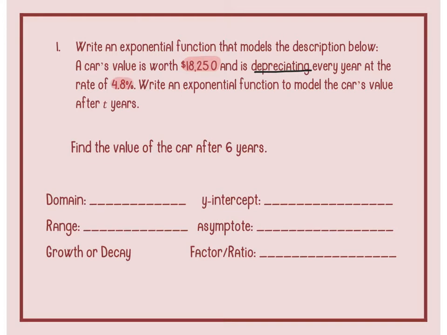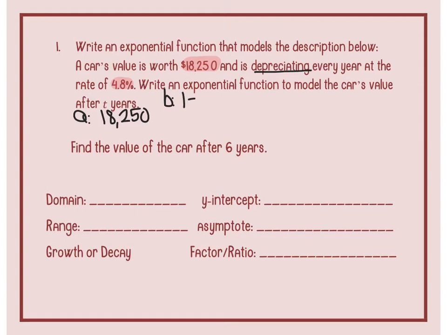So we know that A is our starting value. So our starting value of this vehicle is going to be $18,250. My B is the amount of growth or decay. So our B value is either 1 plus or 1 minus. In this case, because it's depreciating, it's going to be 1 minus. Well, it's not 1 minus 4.8.